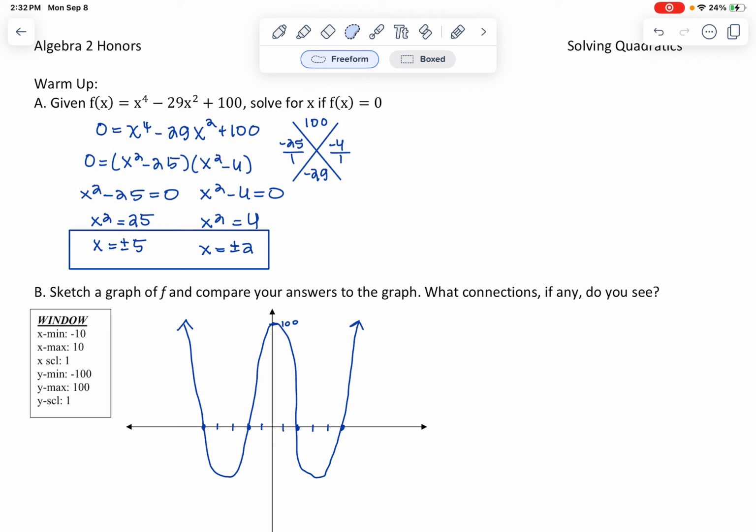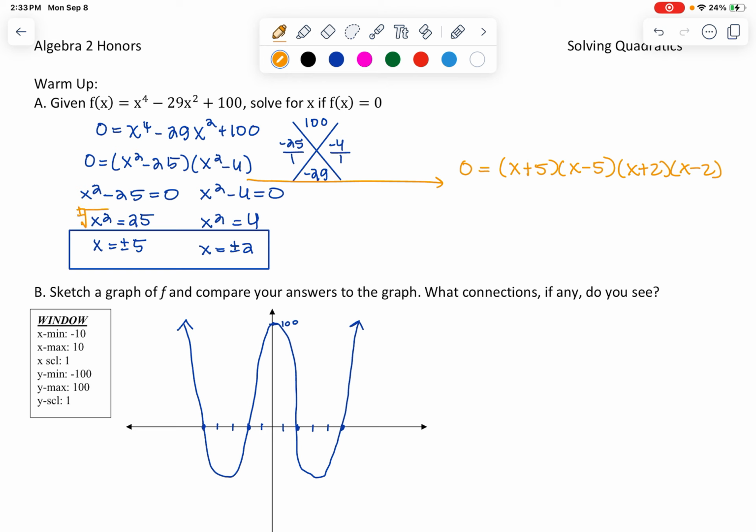And then that factors to x squared minus 25 and x squared minus 4, which you can continue to factor. So if you want to continue to factor that, you could do 0 equals x squared minus 25 factors to x plus 5, x minus 5, and x squared minus 4 factors to x plus 2, x minus 2. You could do that. What I did is I stopped and set each factor equal to 0 and solved by square rooting. So I have square root plus or minus, square root plus or minus, and that's why I got 4 total solutions.